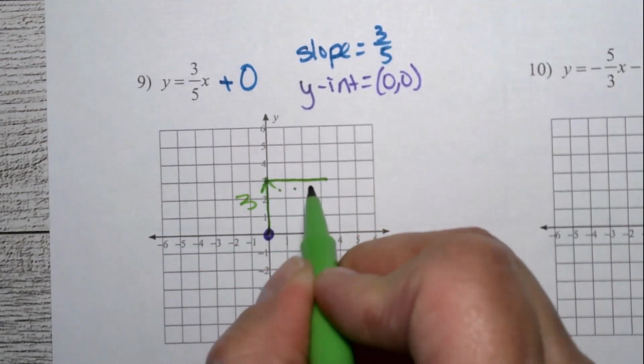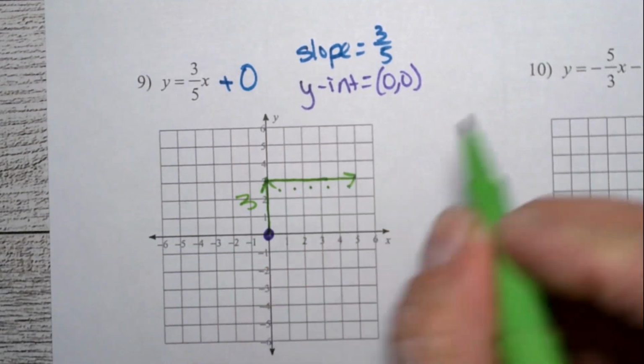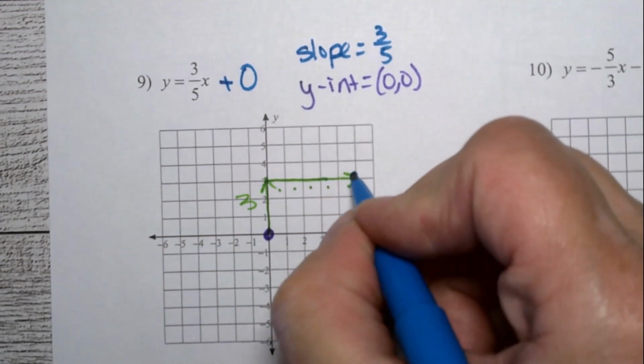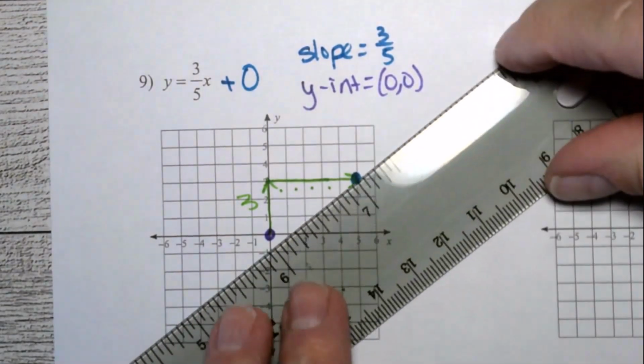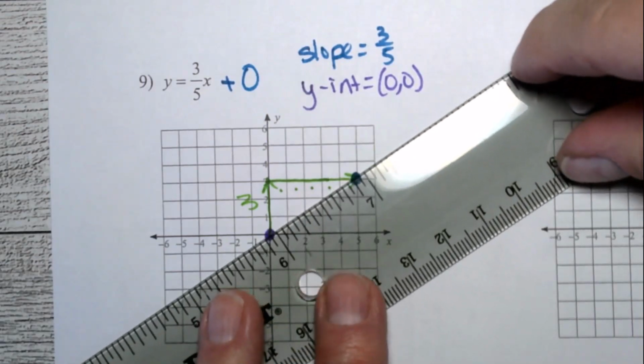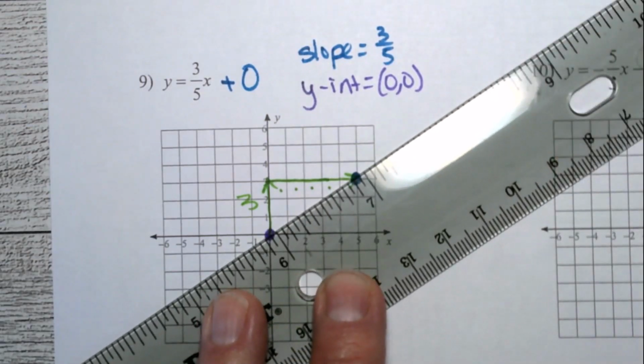And then we just use the slope 3/5 to get another point, up 3 over 5. 1, 2, 1, 2, 3, 4, 5. Boom, boom, boom. And draw the line.